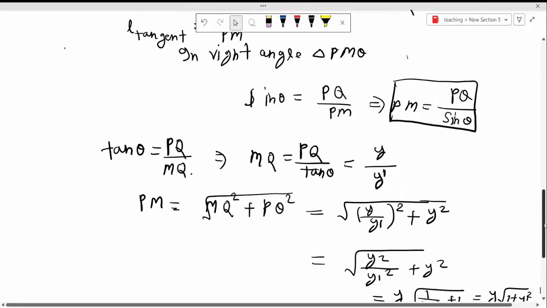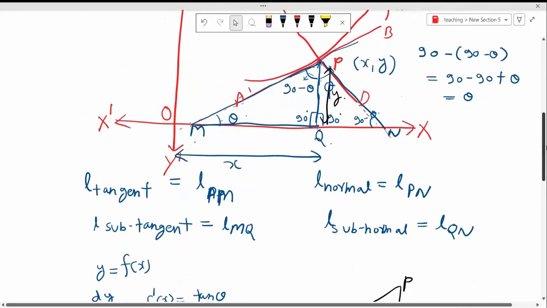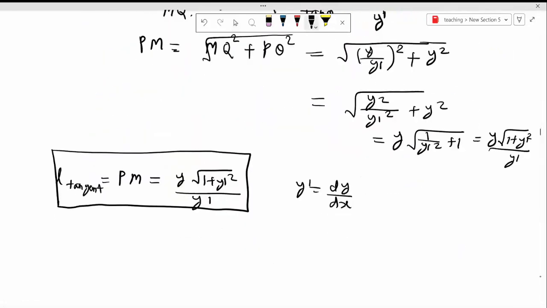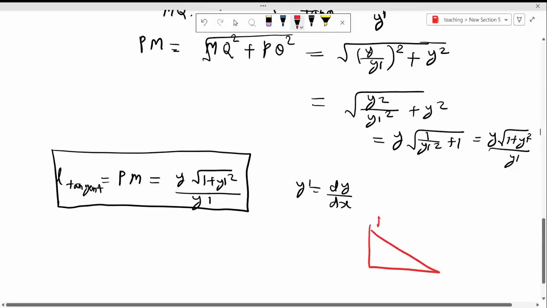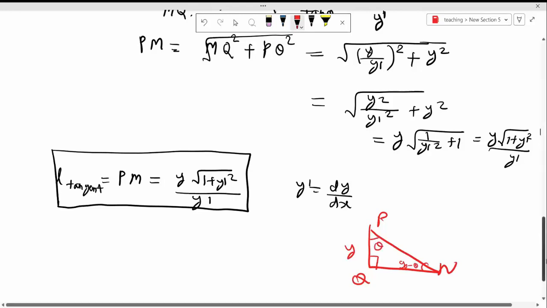Now we move towards length of the normal. What is the length of the normal? Similarly, we can follow these things in triangle PQN. First we draw triangle PQN. We choose another color so this thing is clear to you. In triangle PQN, PQ is y, this is 90 degree, this is 90 minus theta, and this is theta.